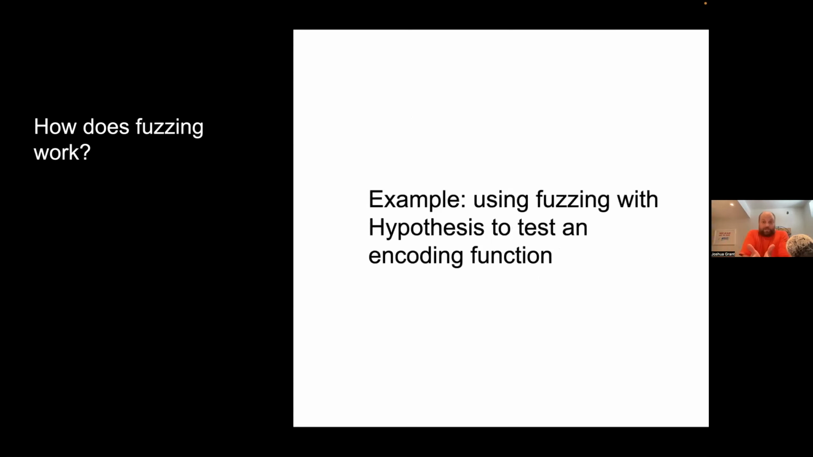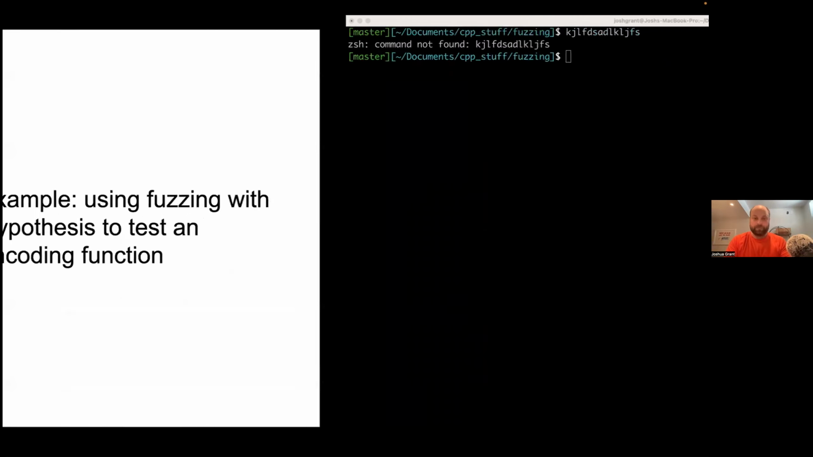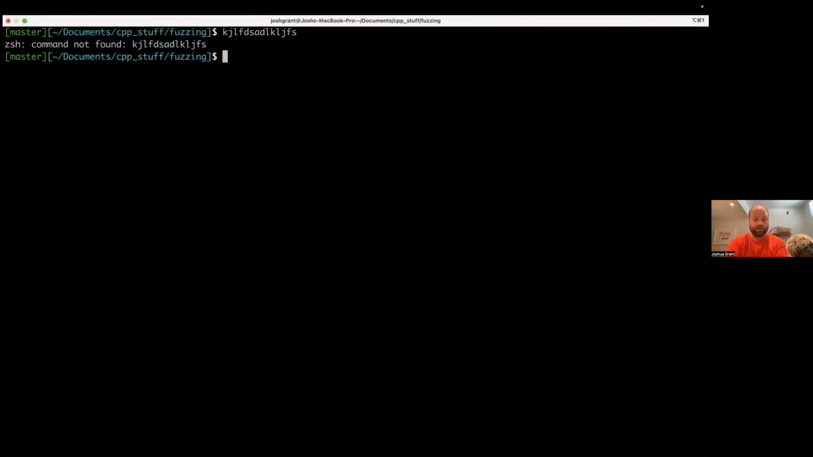So let's see an example. Everyone loves examples. So I'm going to show a basic example of fuzzing using Hypothesis. Hypothesis is a component testing tool or library in Python, but it can also do some basic fuzzing, especially when you talk about fuzzing like this, where it's just generating random inputs. It's not doing anything too sophisticated. And I'm going to test an encoding function.